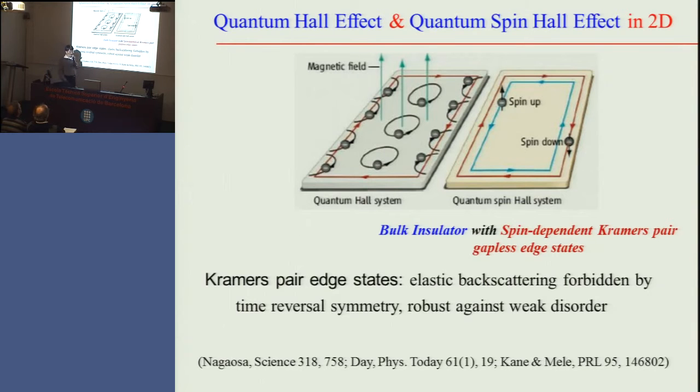So for this, you have only one kind of edge state, but in quantum spin-Hall systems, you have two edge states like this. These two edge states are called the Kramers pair edge states.